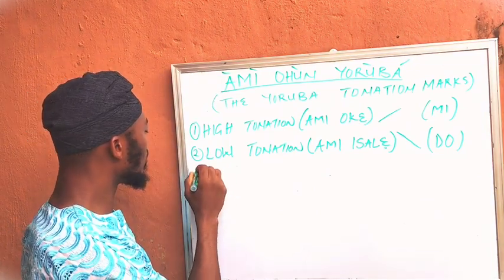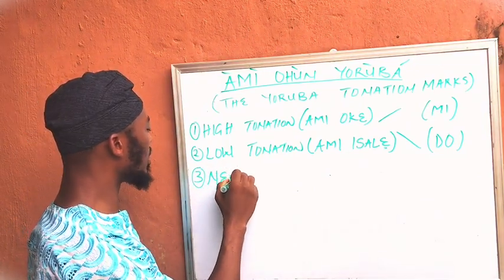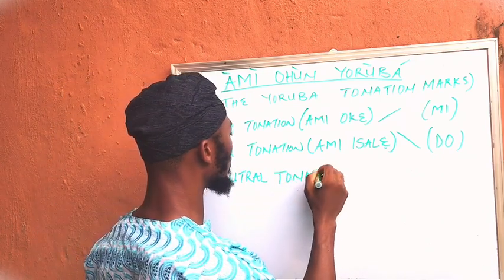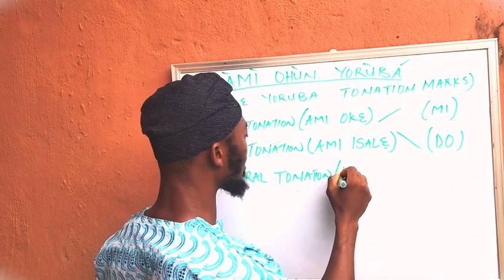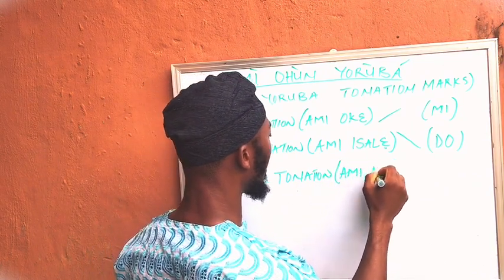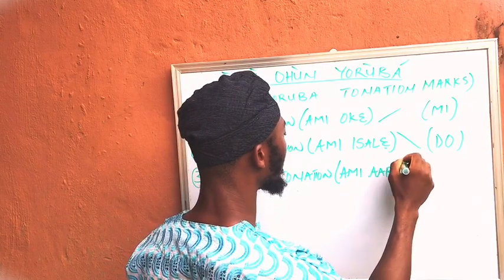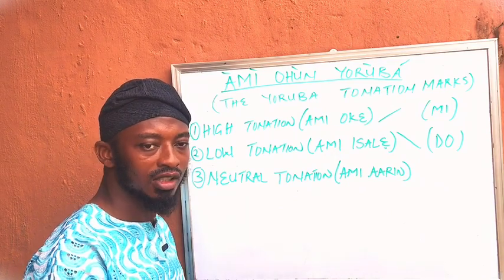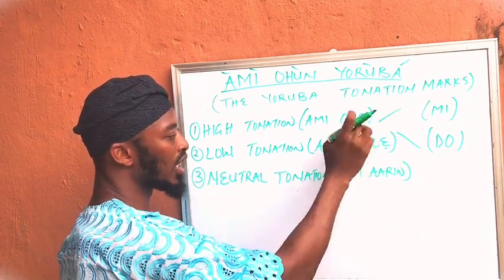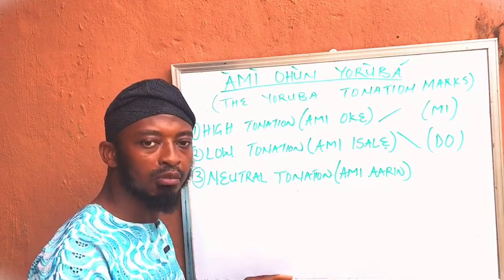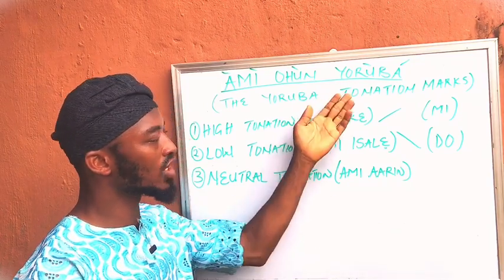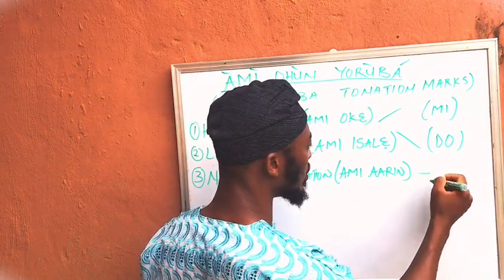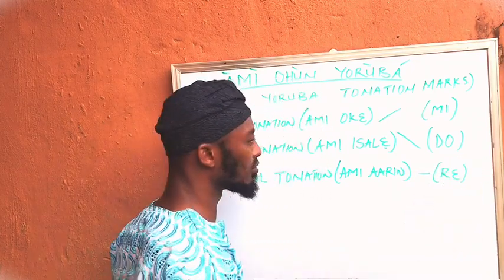And three, we have the neutral tonation, that is Ami Àárín. So this one doesn't normally have any symbol. It doesn't have any mark like mi and do that have sound. This one doesn't have any symbol at all. So when you see a word that doesn't have any symbol on it, that one is neutral. It makes the sound re.